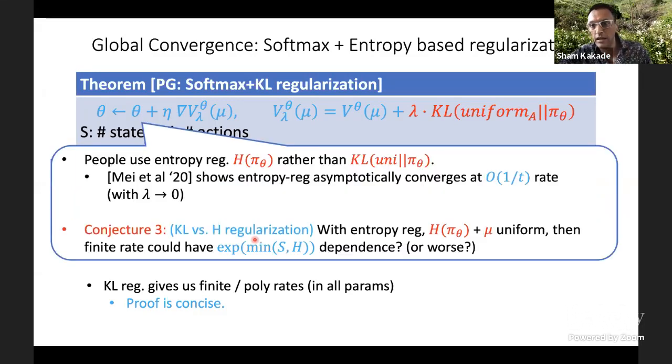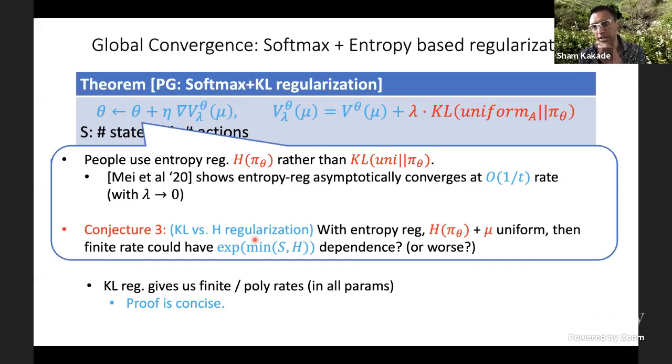Again, another point here is I'll come back to this later with some comments. But in practice, people often use entropy rather than KL, and if you look at the shape of the entropy function, it's just not such a strong penalty to force action exploration. And again, Chaba, in that same paper, shows that if you use entropy instead, you will get asymptotic convergence at a rate of 1/T or better, depending on whether you keep lambda fixed or decay it.